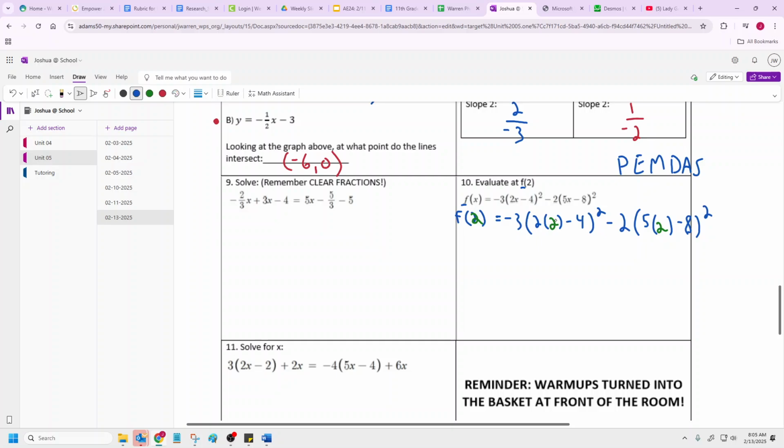So inside, I see 2 times 2 minus 4. In this parentheses, I see 5 times 2 minus 8. Is there math we can do inside the parentheses? Yes. That means we do those first. So watch what it looks like.